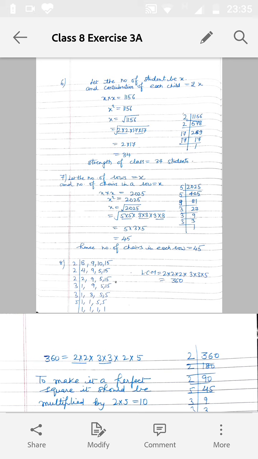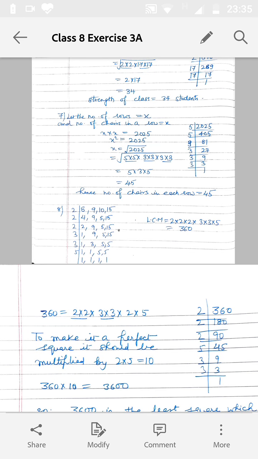In the same way, I have done the 7th question. The 7th question is: in an auditorium, the number of rows is equal to the number of chairs in each row. Meaning, if I assume that the total number of rows is x, then the number of chairs in a row is x also. So x square is equal to 2025. After finding the prime factors of it, I found that x is equal to 45 after finding the square root. So the number of chairs in each row is 45, and the number of rows is also 45. Now the 8th question is a very interesting question.